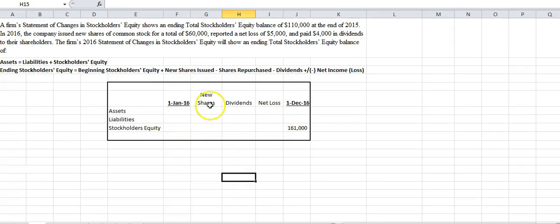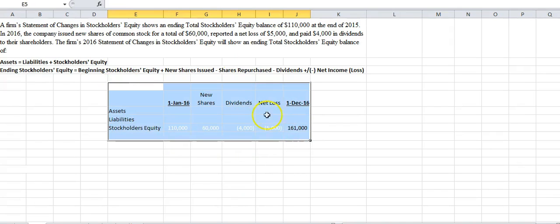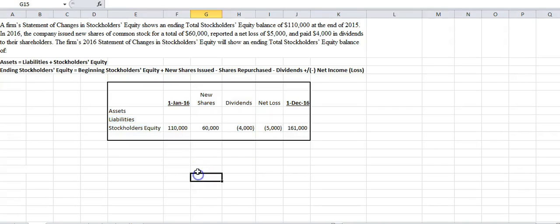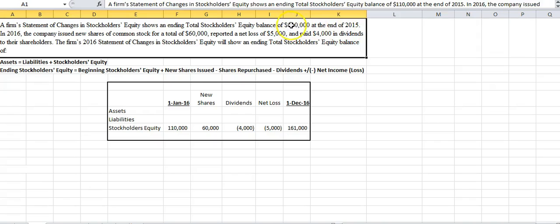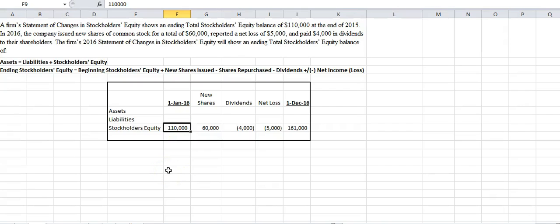So let me just put all the numbers there, okay? So this says a firm statement of changes in stockholders' equity shows an ending total stockholders' equity balance of $110,000 at the end of 2015, okay? So at the end of 2015 you had 110, then obviously on January 1 you started off with 110,000.